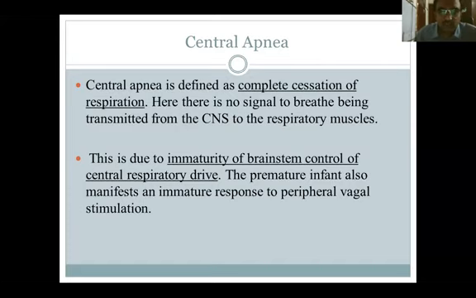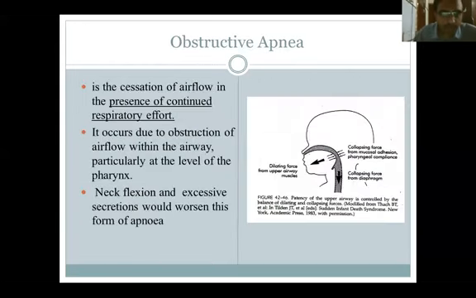The premature infant also manifests an immature response. Then coming to obstructive apnea, which we usually encounter in NICU patients where secretions will be there. Sisters or the resident should suction the upper airway so that we can prevent obstructive apnea.